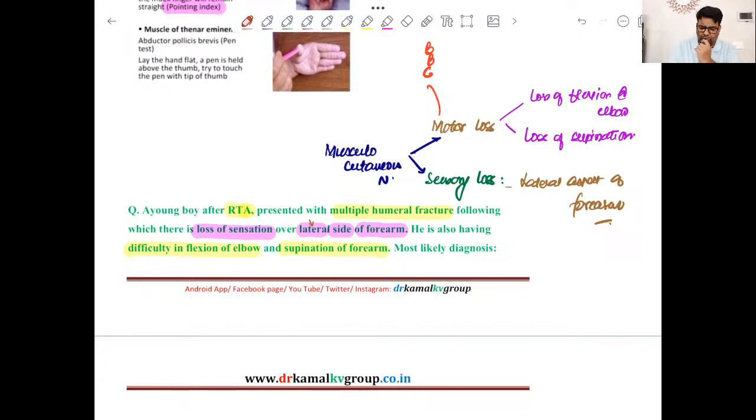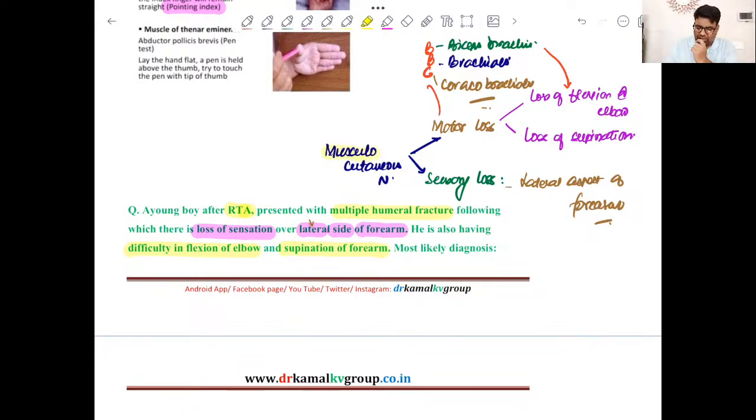So B is for biceps brachii, fine. Second B is for brachialis, and third is coracobrachialis, right? Now here there is loss of flexion at elbow and supination, so that is attributed to biceps muscle paralysis, which is consequent to injury to musculocutaneous nerve, right?